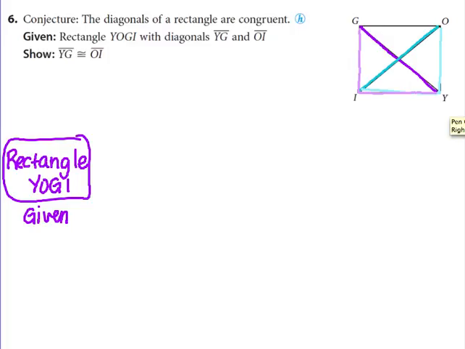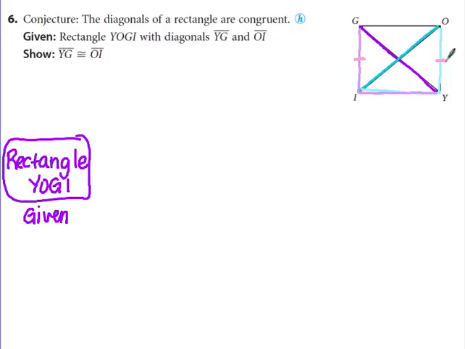That's what you're trying to show. GI equals OI. Okay, what'd you say? GI is congruent to OI. Why? Definition. If you remember, the opposite sides in a parallelogram are congruent. Same thing with a rectangle. So I know those two are the same.